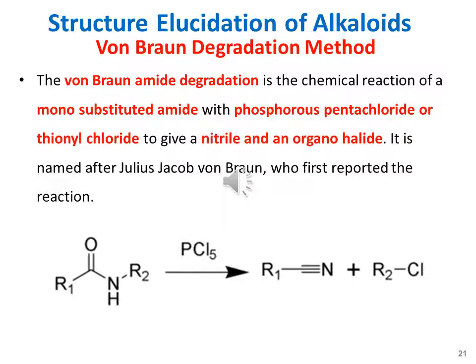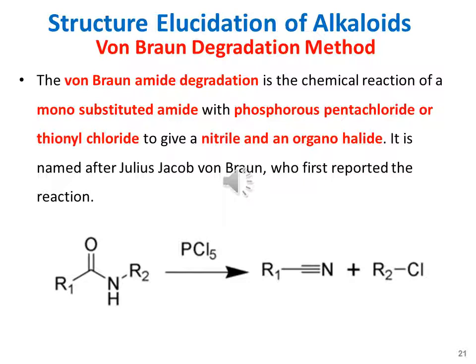In the previous slides, we have studied the von Braun reaction. Don't confuse the von Braun reaction with the von Braun degradation method. The von Braun amide degradation is the chemical reaction of a monosubstituted amide with phosphorus pentachloride or thionyl chloride to give a nitrile or an organohalide. It is named after Julius Jacob von Braun, who first reported this reaction.